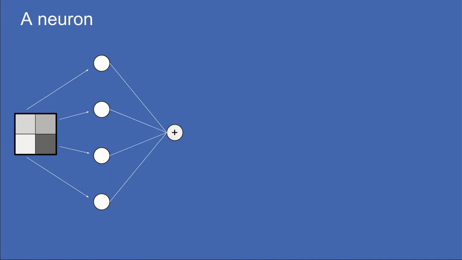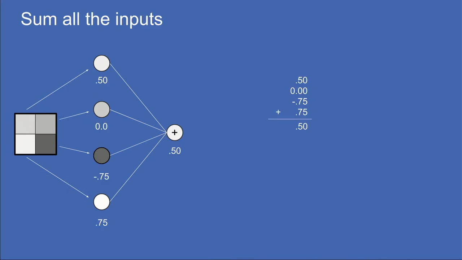Now we're going to build a neuron. When people talk about artificial neural networks and a neuron, we are going to build it bit by bit. The first thing you do to build a neuron is you take all of these inputs and you add them up. In this case, this is what we'd get. So the neuron value at this point is 0.5.